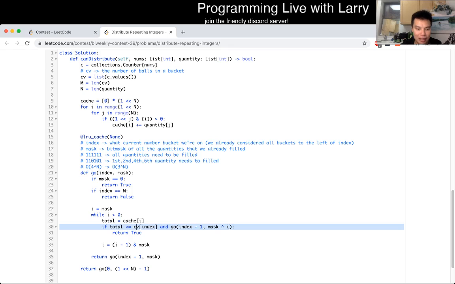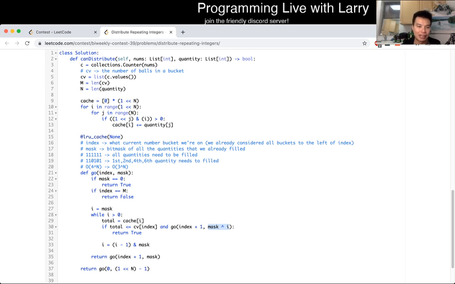And as long as this condition is true, meaning that if the number of balls that we have in this bucket is fewer than the bit mask that we're satisfying, then we can recursively check the rest of the constraints, which is that we use this bucket, so it's index plus 1, and then we use this bit mask XOR to check off the things that we're using now.